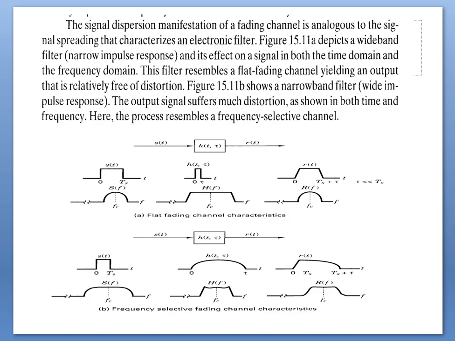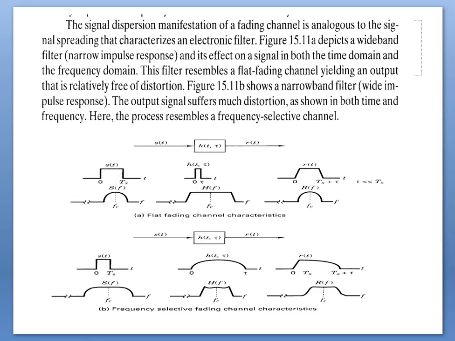In figure A, flat fading channel characteristics. In figure B, frequency selective fading channel characteristics. The upper part is related to the time domain and the lower part is related to the frequency domain. Let us consider s of t as the input signal, r of t as the output signal, and h of t comma tau as the transfer function. Now see the variations of s of t and r of t. s of t has a time period of 0 to Ts, but in r of t there is a spreading of the time to Ts plus tau, with some time delay.